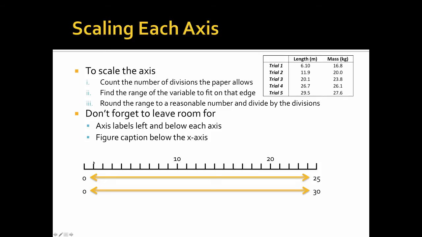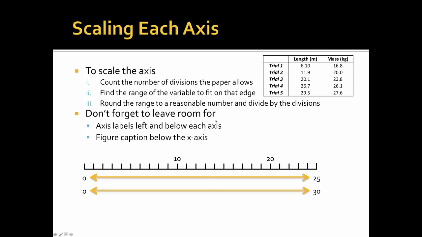However, that makes each one of these divisions 1.2. That's 30 divided by 25. And that's pretty hard to handle because now I have a hard time estimating anything in between. If I want to estimate in between here, this is 1.2 and 2.4. So that's not as easy as if this was 1 and 2 or 0.1 and 0.2.